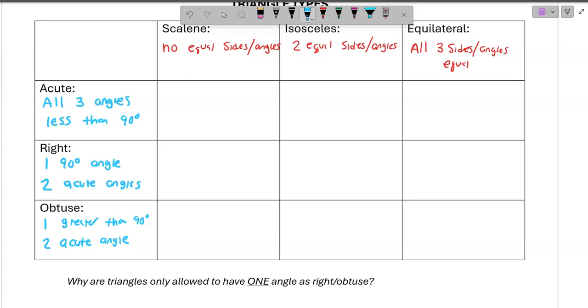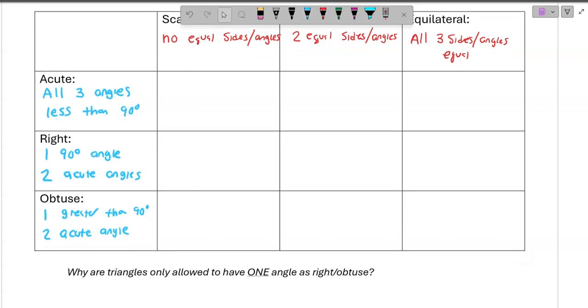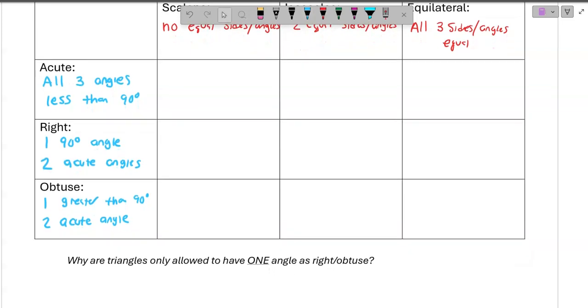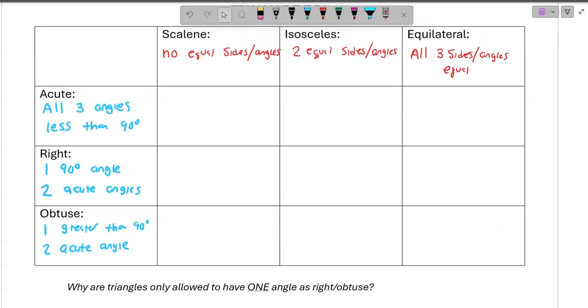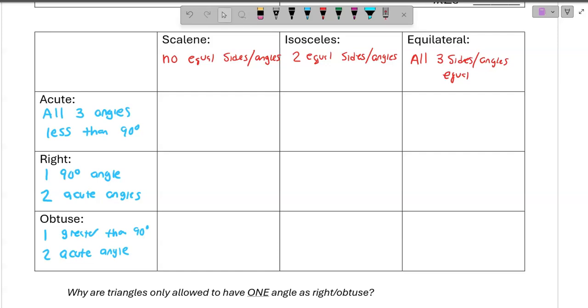Now, a question I want you to ponder and think about that we'll talk about in class is, why are triangles only allowed to have one angle as a right or obtuse? So you'll notice the definitions there. Think about the reason why that is, and it ties into part 1 of this lesson.